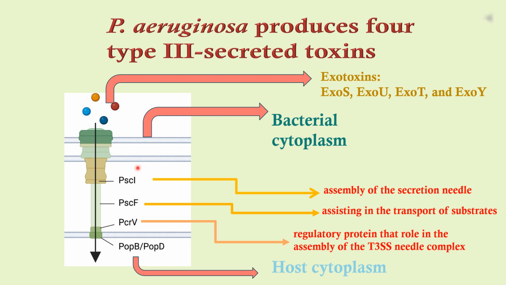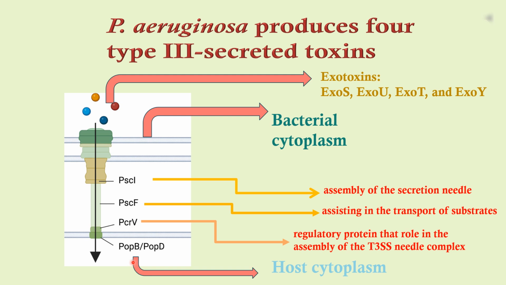PscI is responsible for assembly of the secretion needle. PscF assists in transport of substrates, and PcrV is a regulatory protein that plays a critical role in the assembly of the type 3 secretion system needle complex, which is a part of the larger translocon structure that injects effector proteins into the host cell.